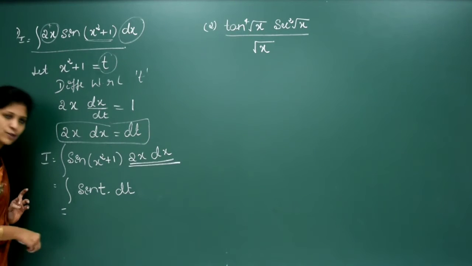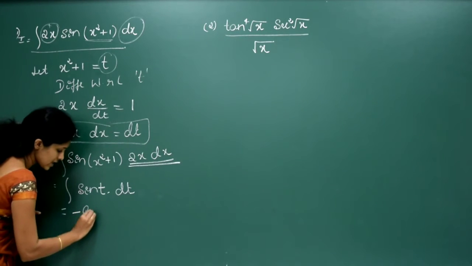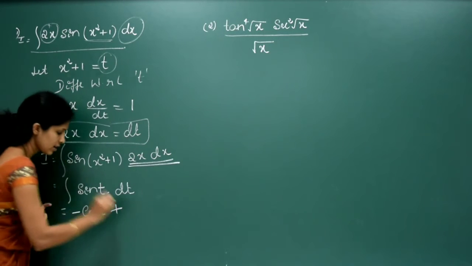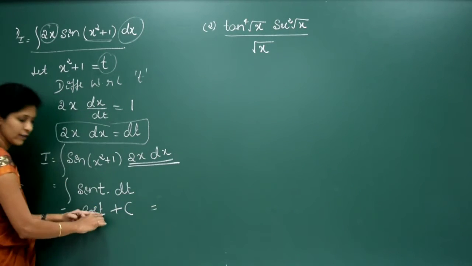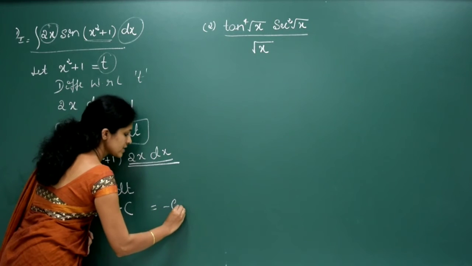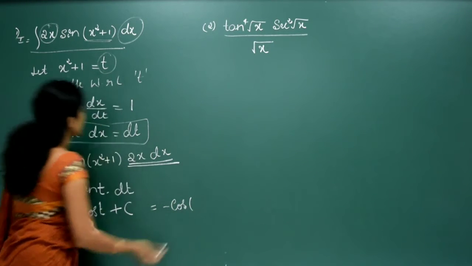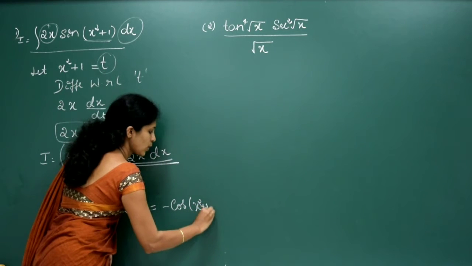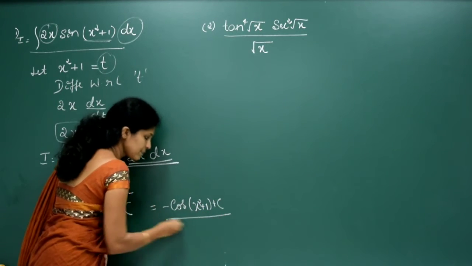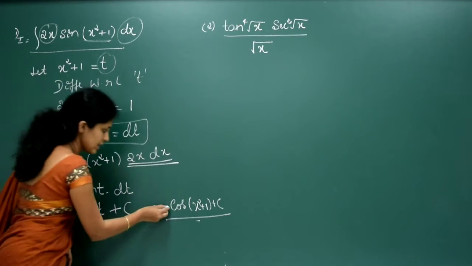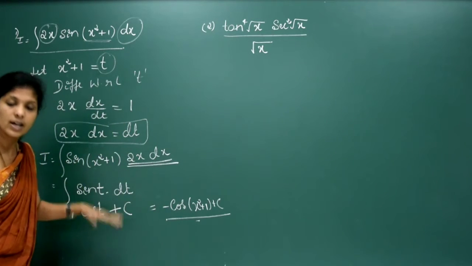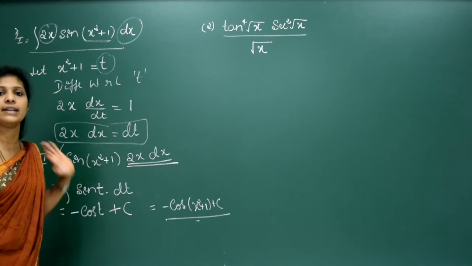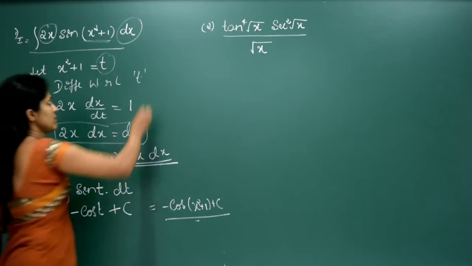So what is the integration of sine t? It is equal to minus cos t plus, you have to write the constant. So finally you have to write the value of t. So this is equal to minus cos of value of t is x square plus 1. So x square plus 1 plus c. So this is the integral of a given function. So clear? First give the substitution, then differentiate, then you have to substitute the values. Finally you need to integrate the function.